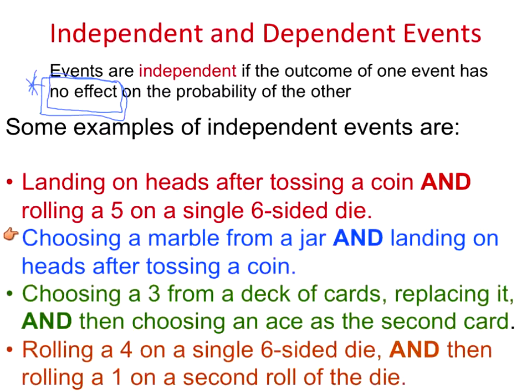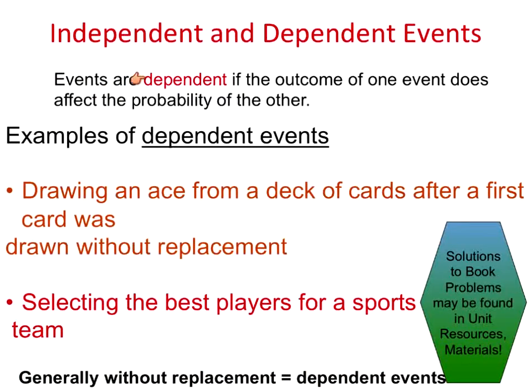You picking a marble from a jar and then landing on heads when you toss the coin. Picking out of the jar, flipping a coin, not the same thing. They are independent. Choosing a 3 from a deck of cards, replacing it, and then choosing an ace as a second card. Even those are not dependent on each other because you're starting with the whole deck, and then what happens the second time? You're starting with the whole deck again. Does that make sense? And then rolling a 4 on a single die, and then rolling a 1 on the second die. Doesn't matter if you roll a 4 the first time, it's not going to affect what you roll the second time. So they're independent.